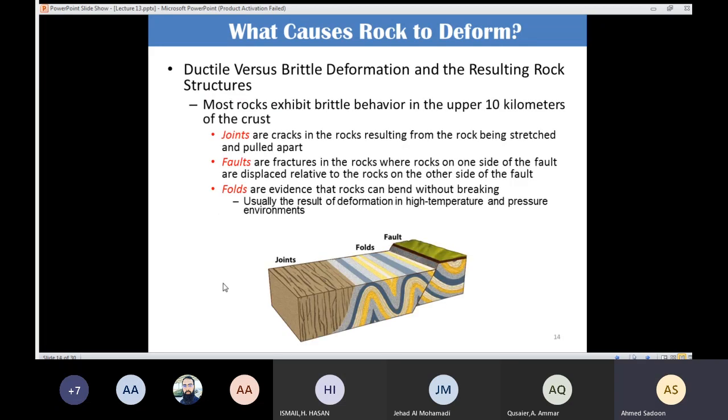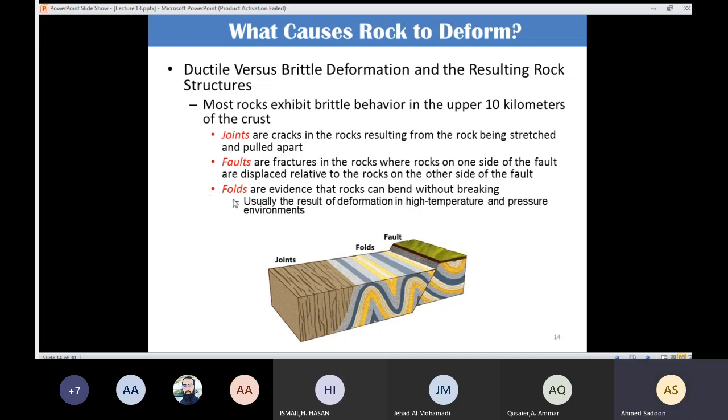And we said that most rocks exhibit brittle behavior in the upper 10 kilometers of the crust. And as a result, you could have joints. This one is just like a fracture, and actually they are going to be parallel to each other without any relative displacement. And we have the faults. We are going to have a fracture like this one, but the fracture is associated with relative displacement. Like you can see here, that part moved down relative to this part.